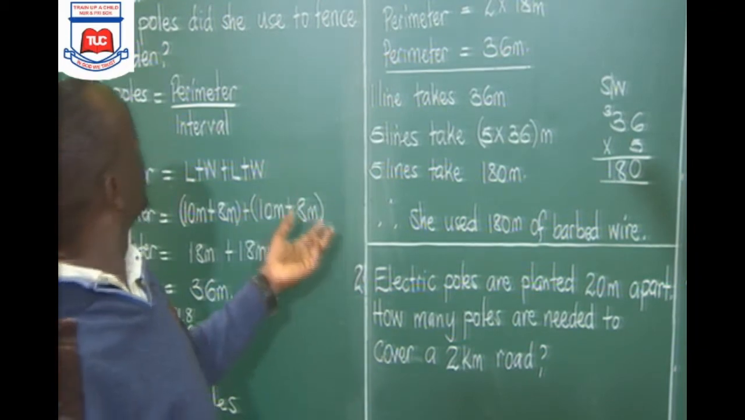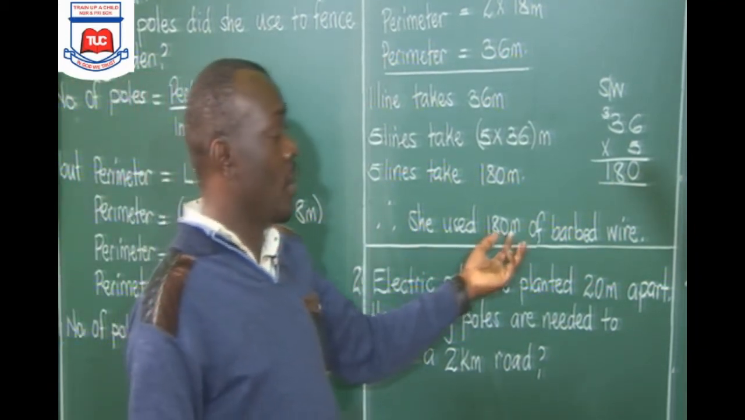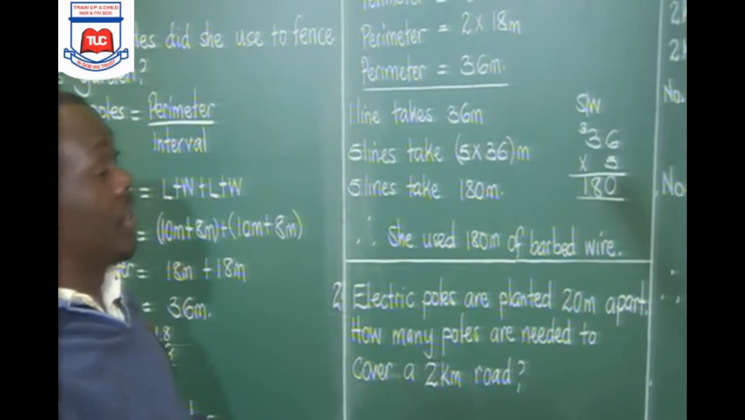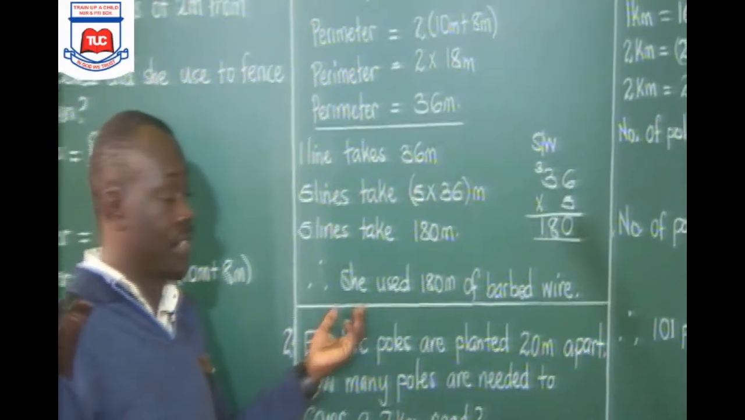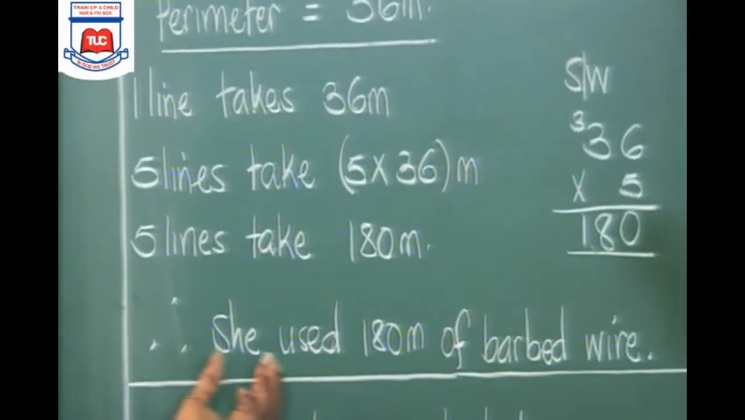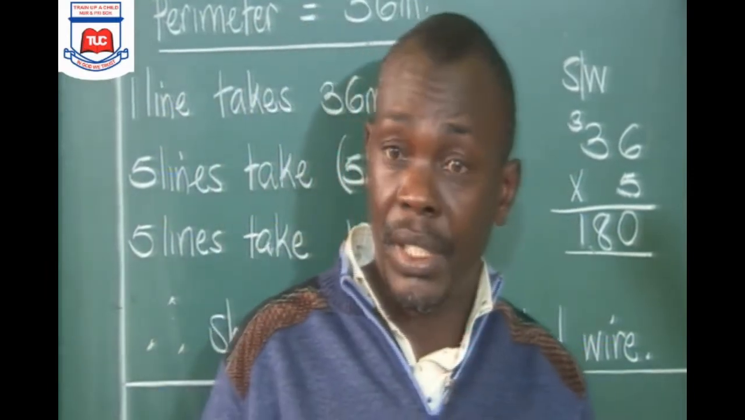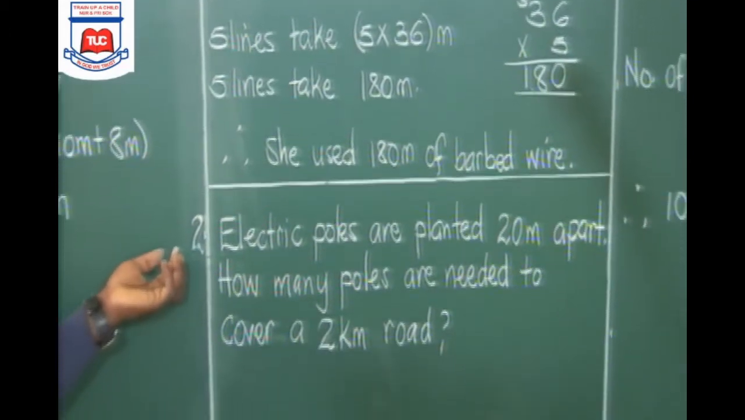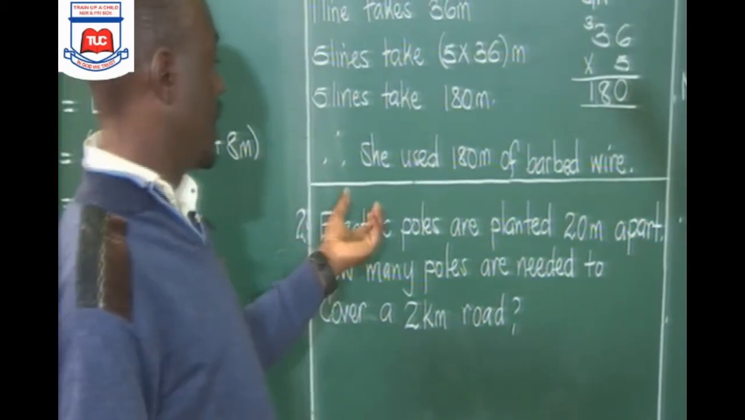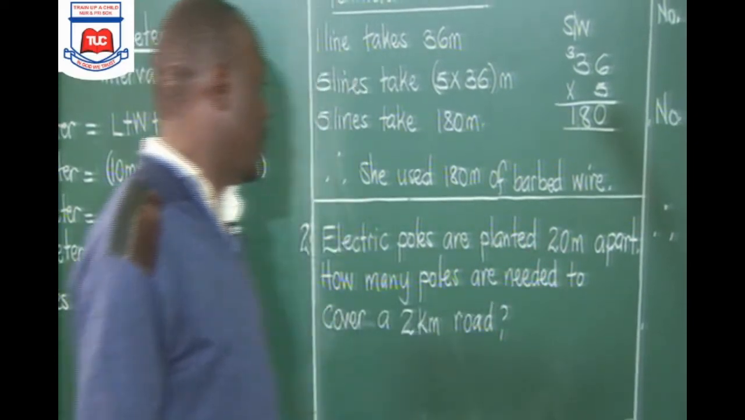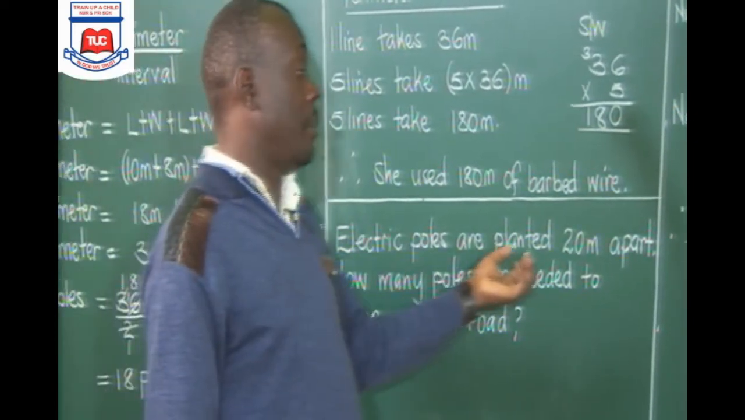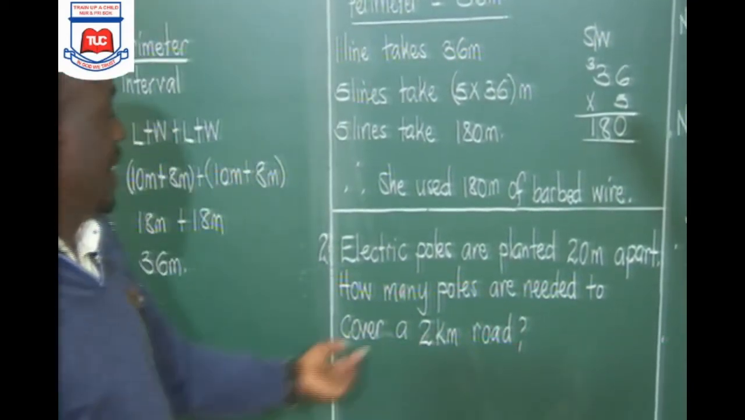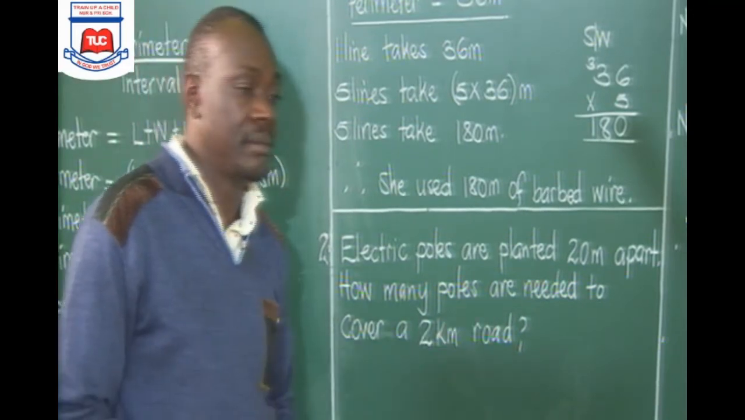So this person, that is Edith, used 180 meters of barbed wire to fence the garden by mounting 5 lines of barbed wire for safety. So in that way, you'll have answered part B as well. Then example number 2 today reads, electric poles are planted 20 meters apart. How many poles are needed to cover a 2-kilometer road?